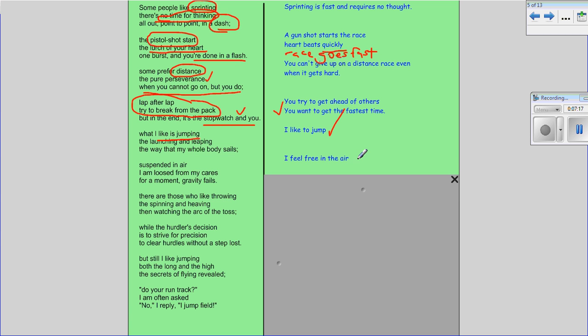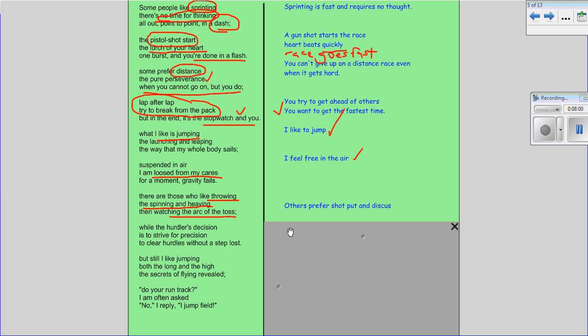The author is saying that they feel free in the air, that they don't have any cares, any worries, that they feel good when they're up in the air. Let's try again with our next stanza. "There are those who like throwing, the spinning and heaving, then watching the arc of the toss." So this stanza is basically saying that some prefer shot put and discus. So we know shot put is throwing, and then we know that discus is that spinning and heaving and watching the arc of the toss.